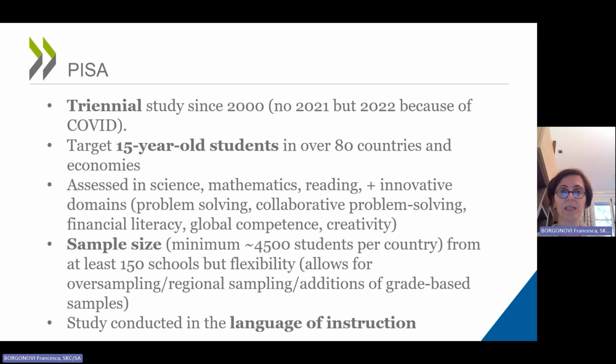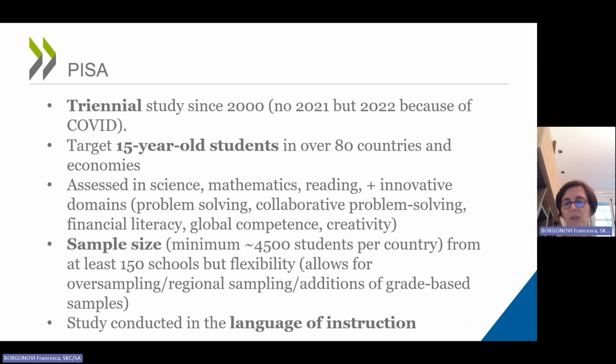It has been implemented every 3 years since 2000, although the 2021 edition was postponed because of COVID. And it has been implemented in the latest edition by over 80 countries and economies worldwide. The core assessment domains, and every cycle has a different core domain, are science, mathematics, and reading, and the 2022 assessment focused as a main domain on mathematics, as well as innovative domains. There have been assessments of problem solving, collaborative problem solving, financial literacy, global competence, and creativity.